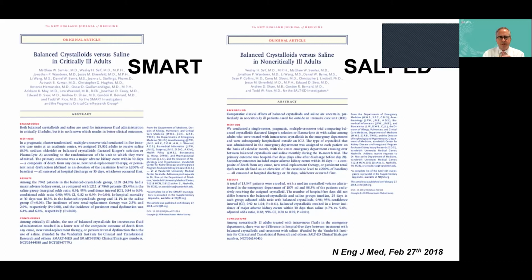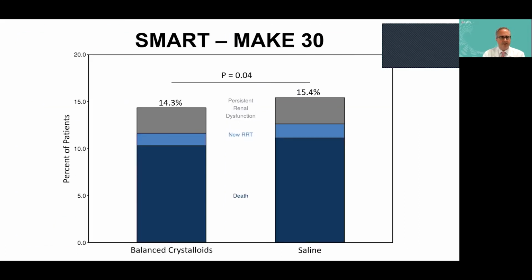One in the intensive care unit population, so that's SMART, seen on the left-hand side of this slide, where we randomized, or included, should I say, a little over 15,000 patients. And then SALT ED, which is the non-intensive care population, patients who were admitted to the hospital but came through the emergency room and didn't go to the ICU, another 13,500 patients. The primary outcome variable in both of these studies was MAKE30. In the intensive care population, it was statistically significantly higher in patients given saline.